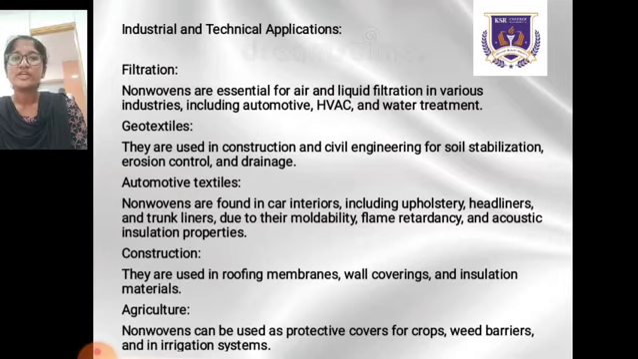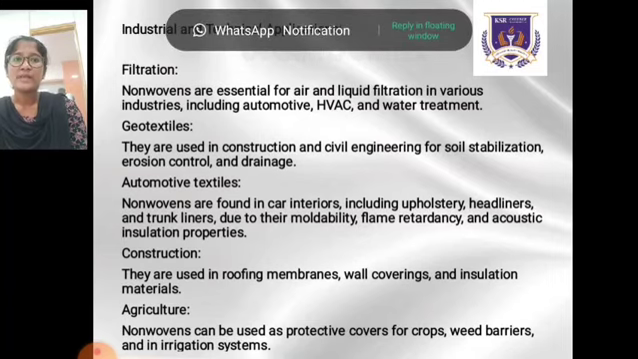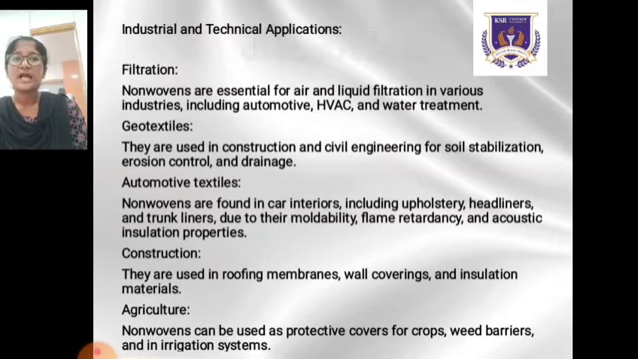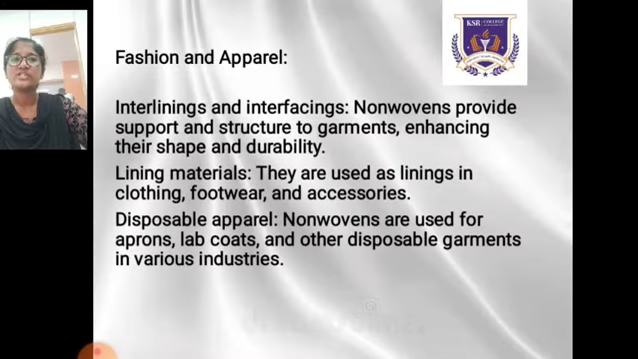Next, automotive textiles. Non-wovens are found in car interiors including upholstery, headliners and trunk liners due to their moldability, flame tolerance and acoustic insulation properties. Next, construction. They are used in roofing membranes, wall coverings and insulation materials. Next, agriculture. Non-wovens can be used as protective covers for crops, weed barriers and in irrigation systems.